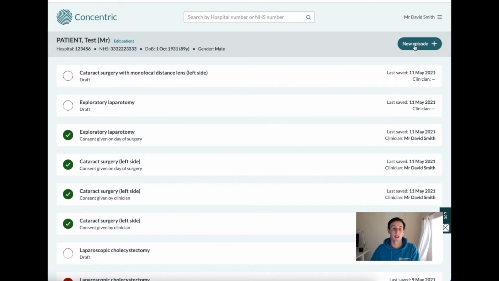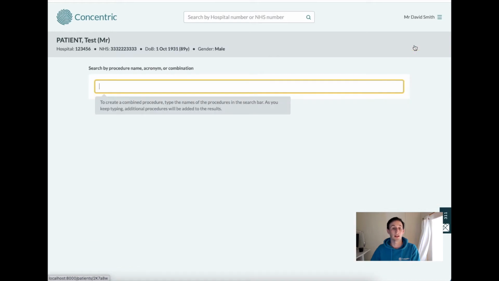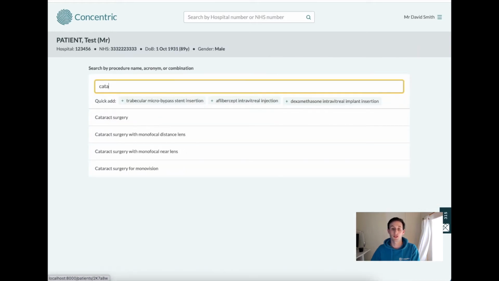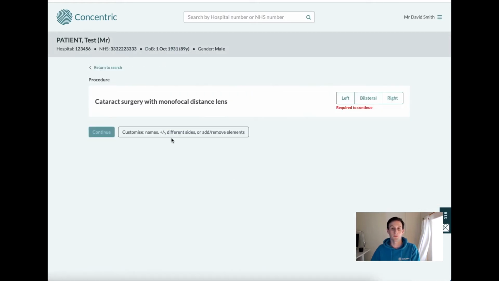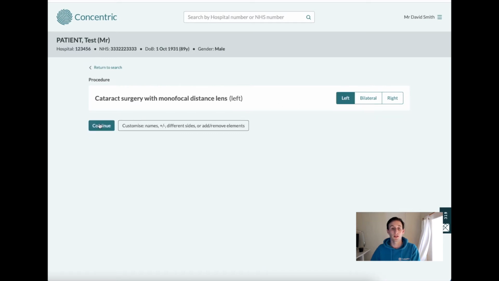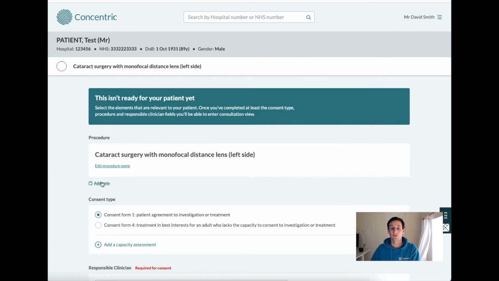Creating an episode is the same as any other consent type. Click New Episode and select the appropriate treatment or combination of treatments. You will see that there is now an option to change to a Consent Form 4, and when selected, this makes documenting both a capacity assessment and best interest decision required.